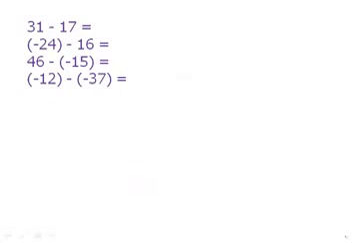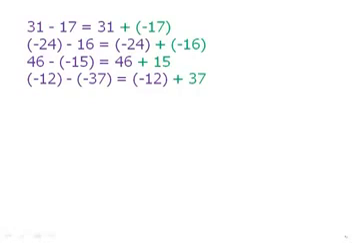Here are 4 different instances of subtraction. We have a positive minus a positive, a negative minus a positive, a positive minus a negative, and a negative minus a negative. In all 4 cases, we could rewrite that subtraction as addition of a number of the opposite sign. In the cases where we are subtracting a positive, that's the same as adding a negative. In the cases where we are subtracting a negative, that's the same as adding a positive.